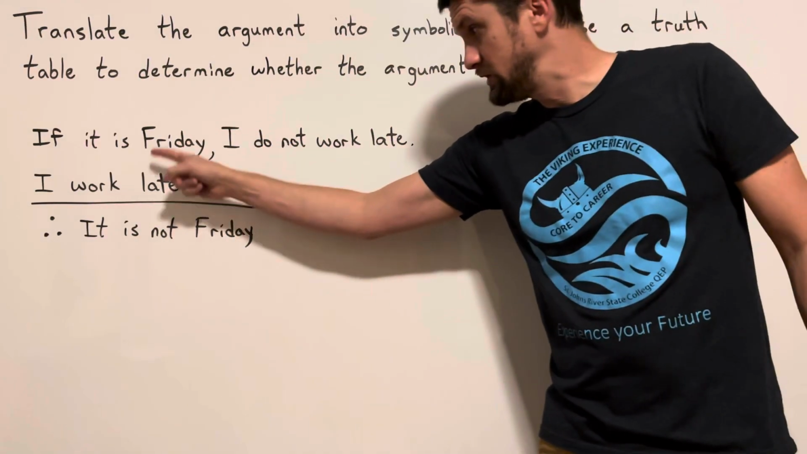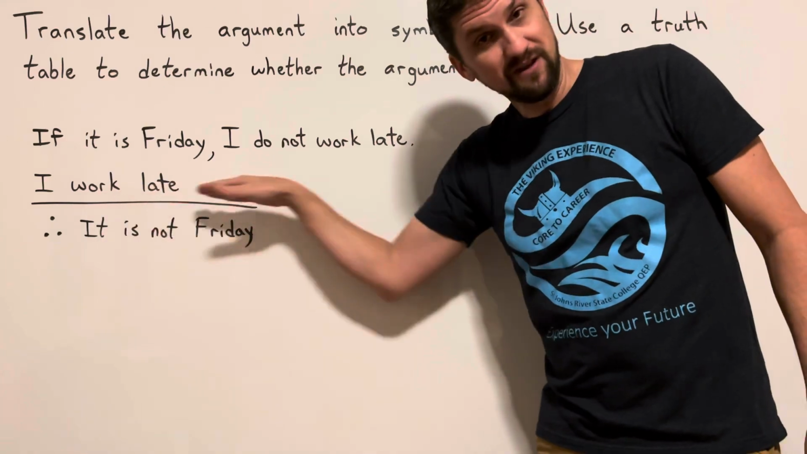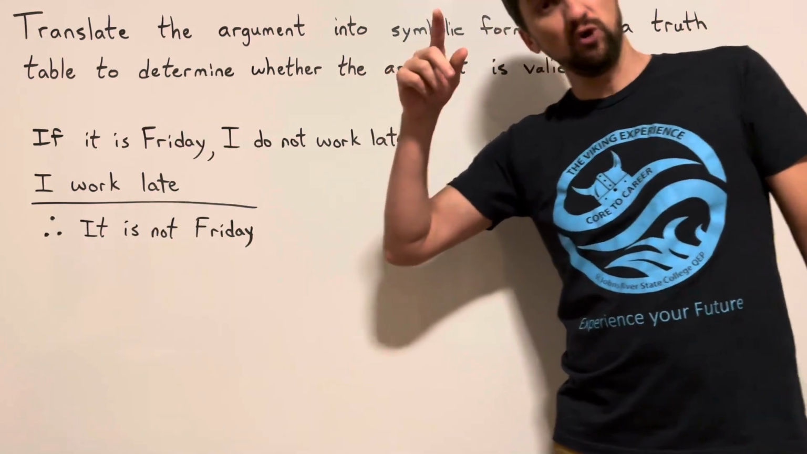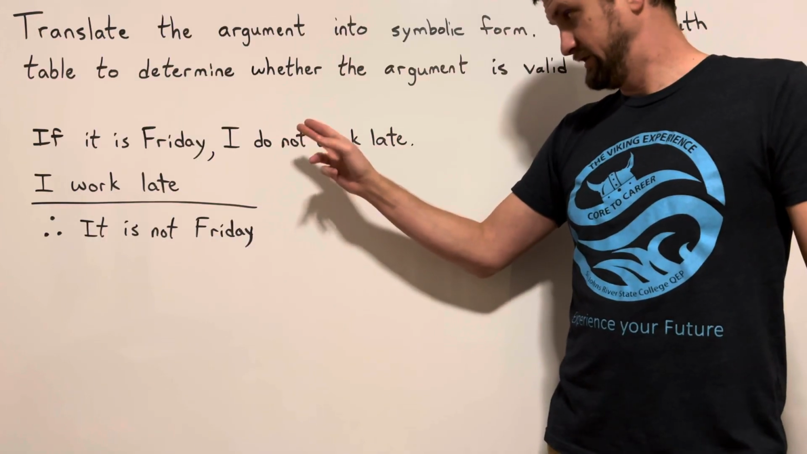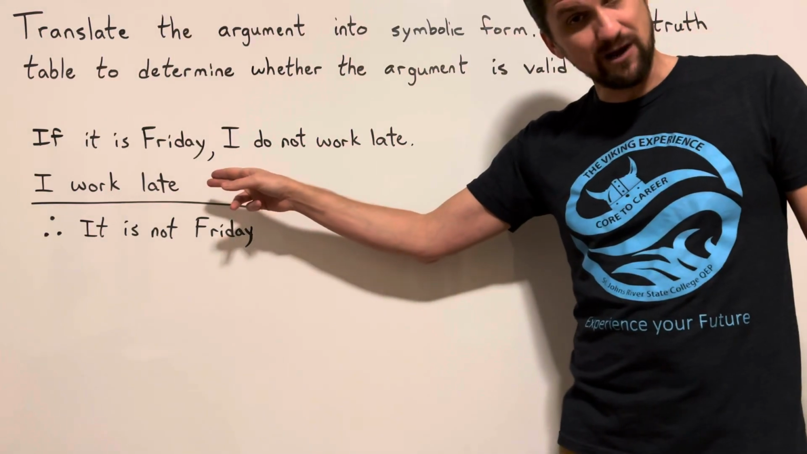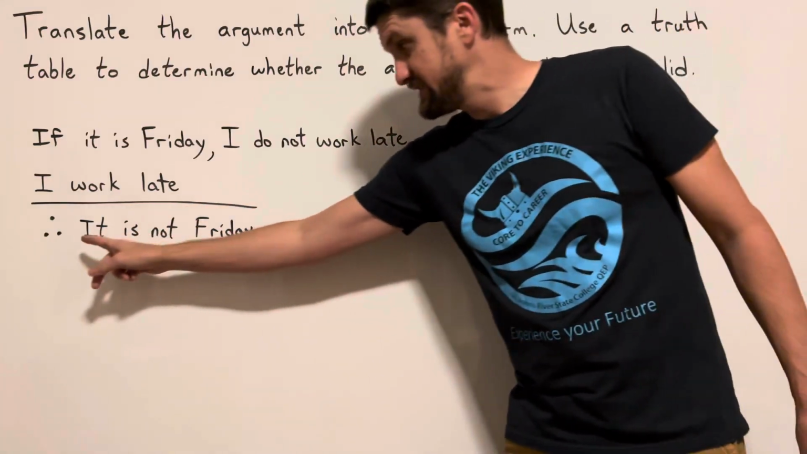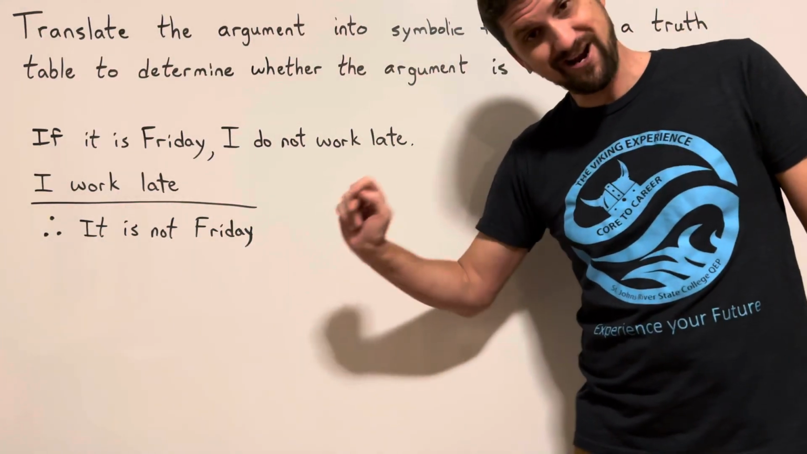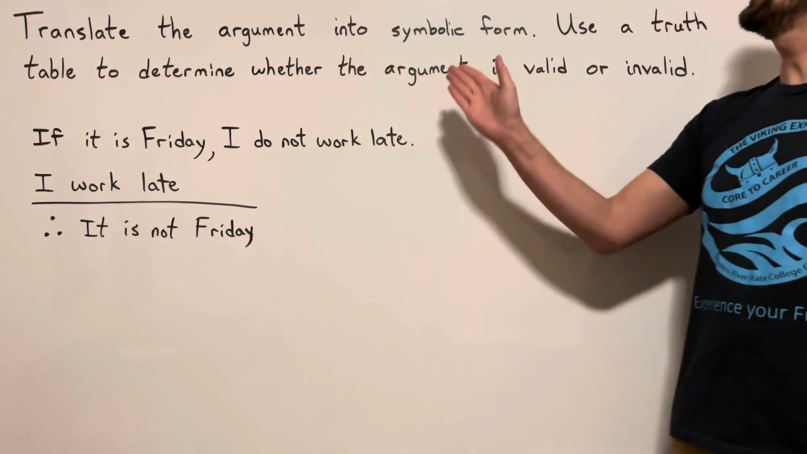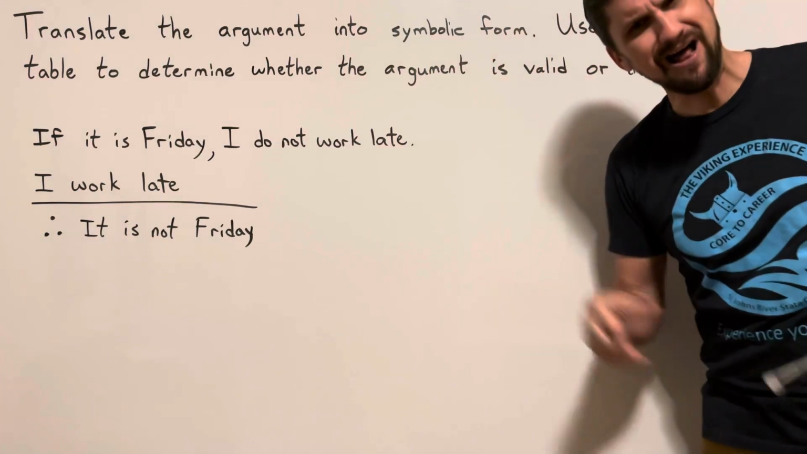So these two statements above the line, you put them together with the word and. So if it is Friday, then I do not work late, and I work late. This is the therefore symbol. Therefore, it is not Friday. It wants us to write this in symbolic form.